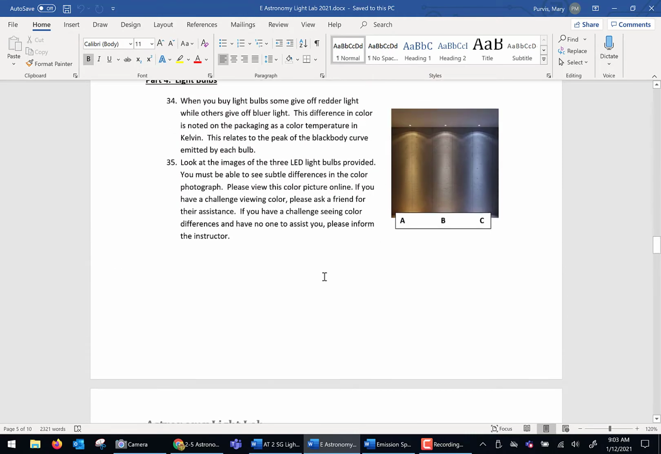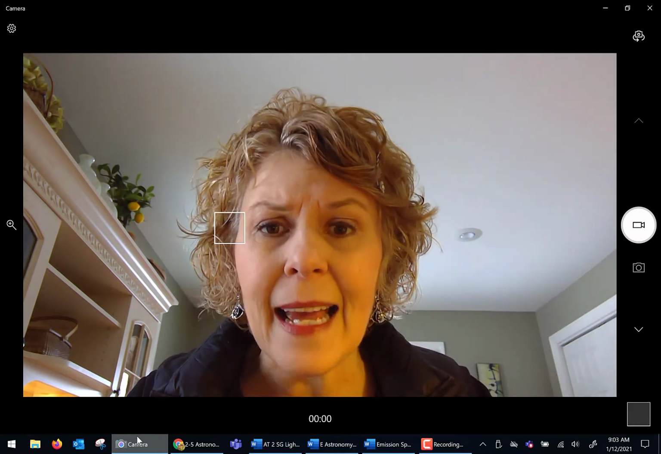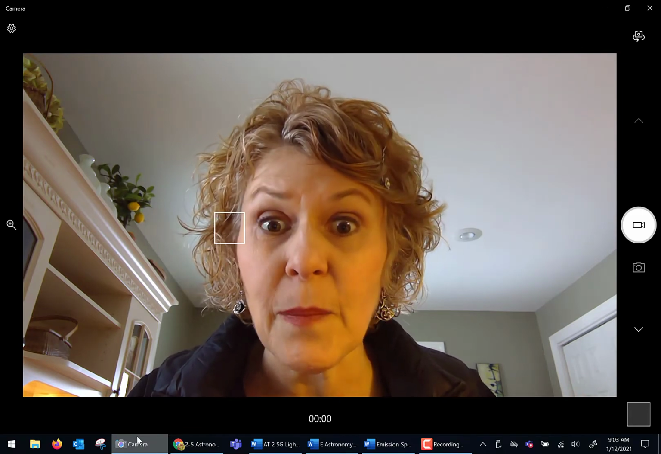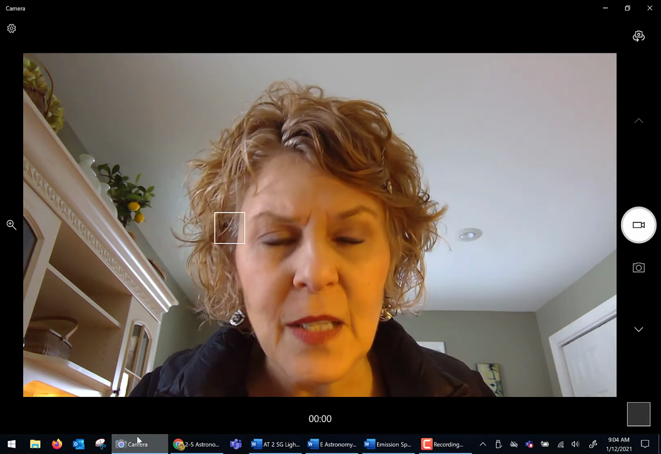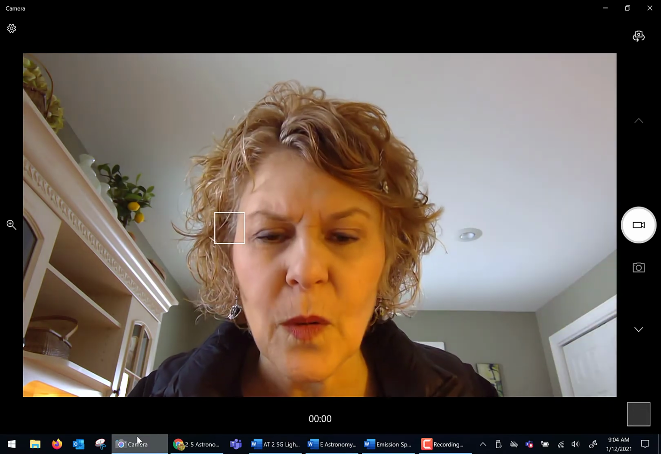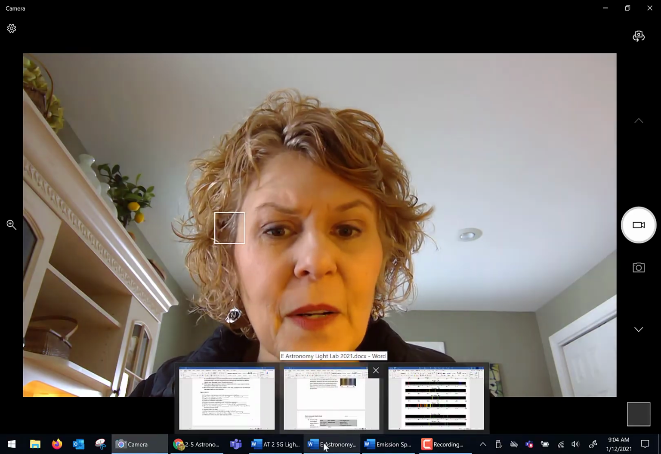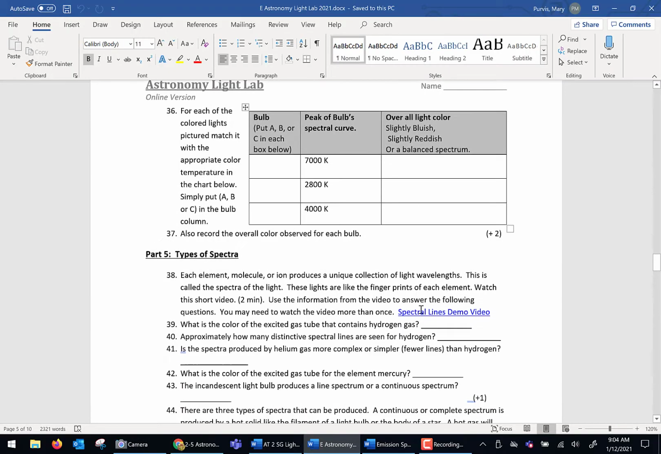these light bulbs. Now, my friends, I'm going to apologize right here. If you have a challenge seeing color, and I understand some people have different rods and cones inside their eye, please ask a colleague or a friend for some assistance because you're going to need to see color for this lab. If that is 100% impossible, communicate with me and we'll work something out. But color is very important in astronomy.